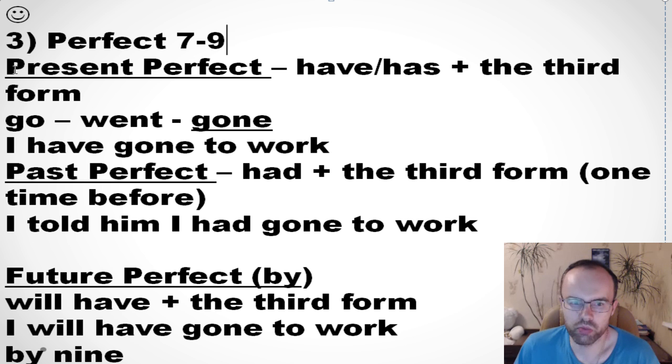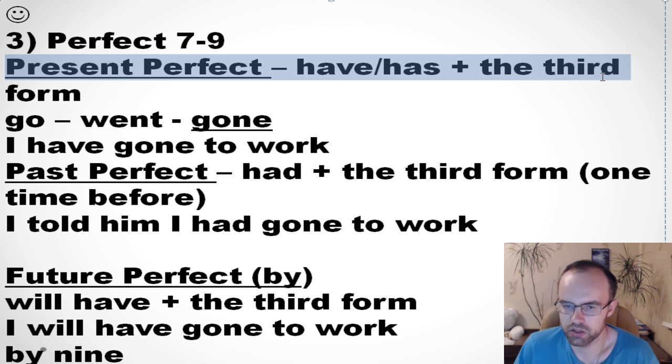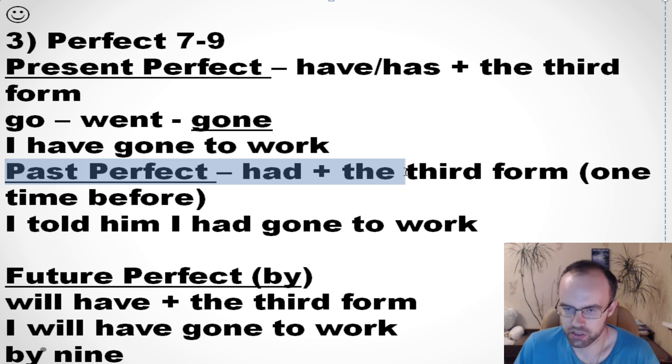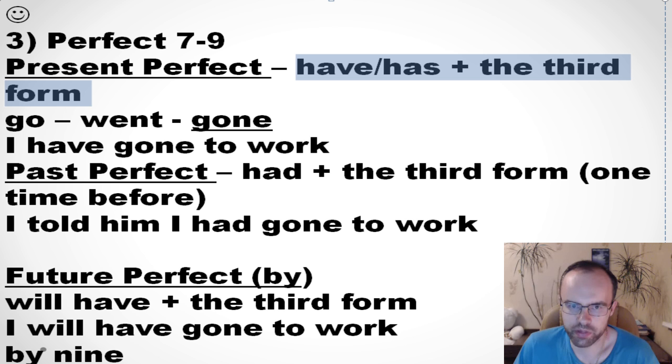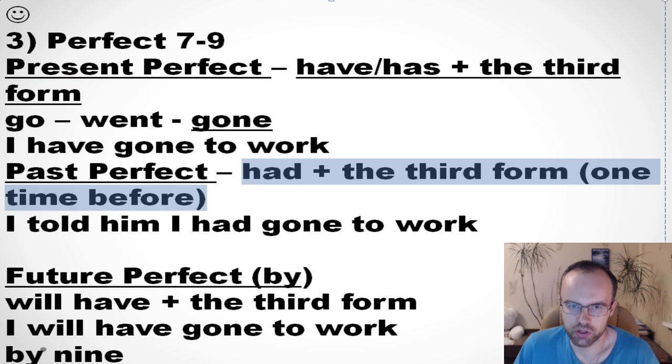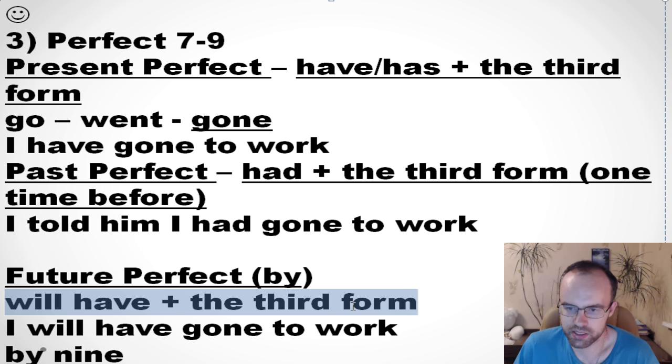So you see present perfect, have, has plus the third form, go, went, gone, I have gone to work. Past perfect, had plus the third form, one time before, I told him I had gone to work. Future perfect, by. So it's the formation of each of these tenses: will have plus the third form. I will have gone to work by 9.